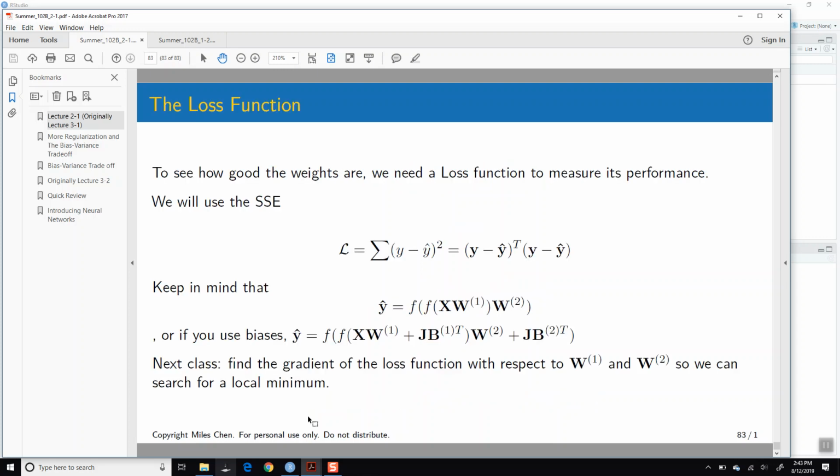Okay, and so what we need to do now is we need to measure how good or bad our predictions are. So we got our predictions y hat, and we're going to compare our predictions y hat to the actual values y. So we're going to do y minus y hat, and then we'll square that difference and add them up. So we're just going to do the sum of squared errors, and so this is our loss function. Y minus y hat squared, and so in matrix form, this can just be y minus y hat transpose times y minus y hat.